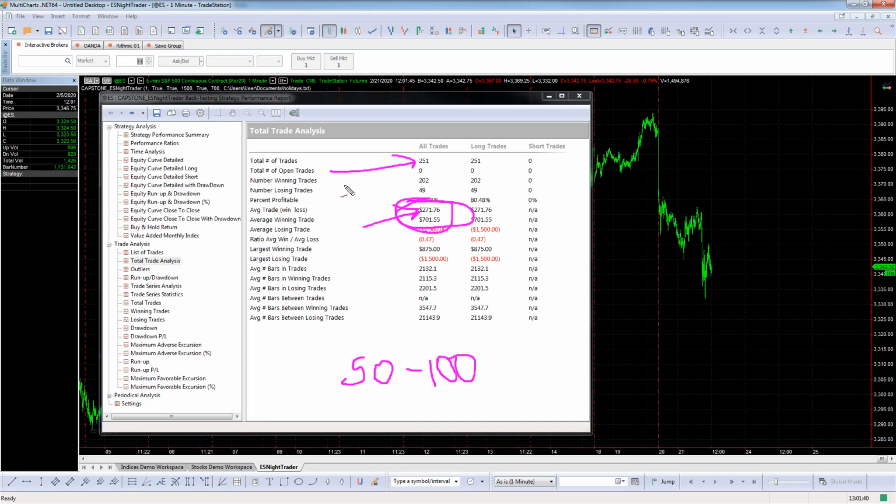This holds trades overnight. It enters at night, and then it can hold trades for several days overnight and over the weekend. And so that's the performance summary.